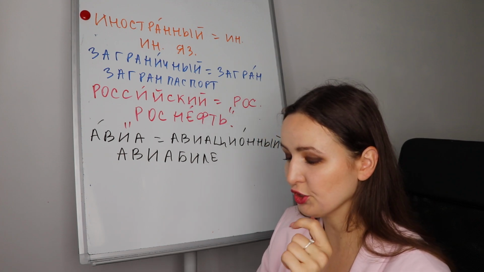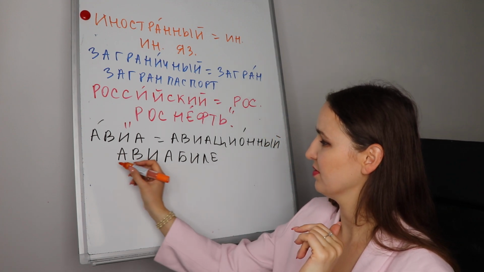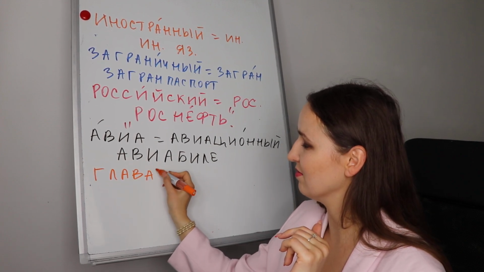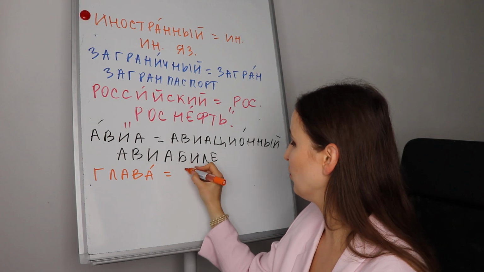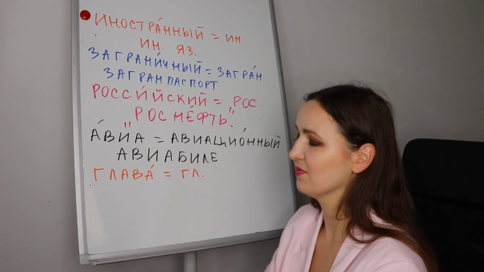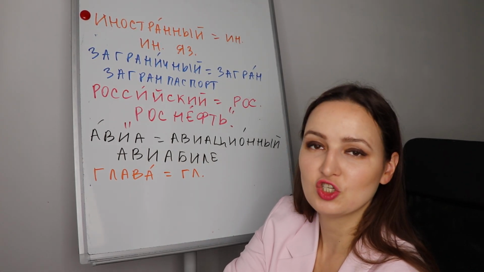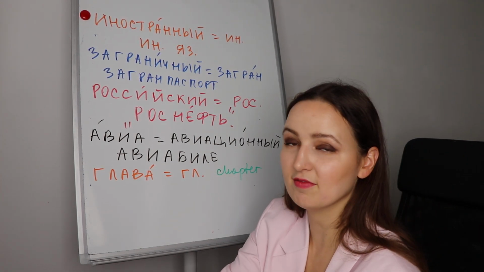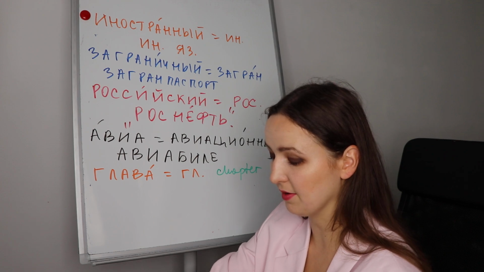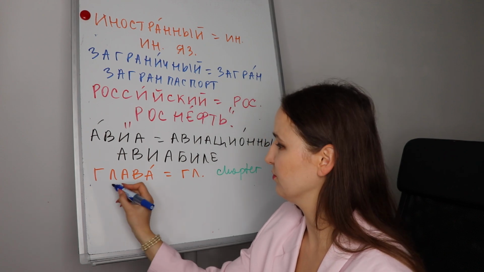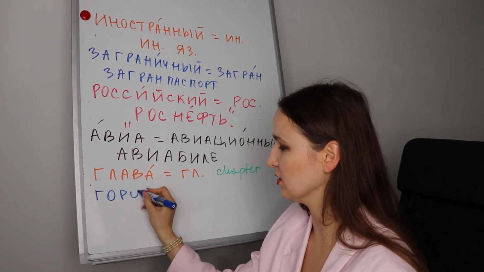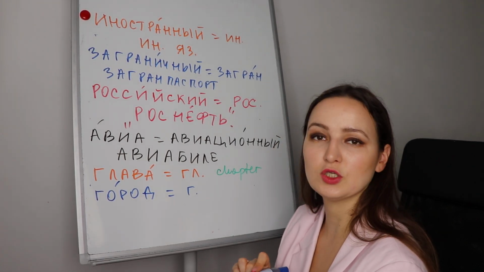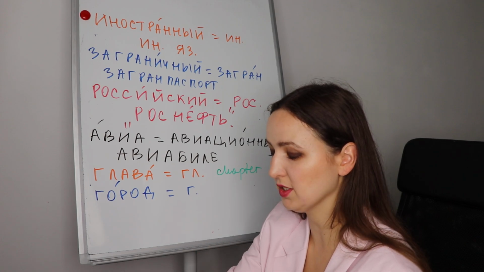Хорошо, идем дальше. Глава, chapter. Глава is chapter, and we abbreviate it like this. Глава, and it means chapter. Глава, a chapter in a book. Город, city. Город is G with dot. Город, city or town.